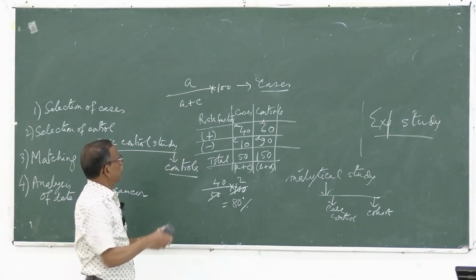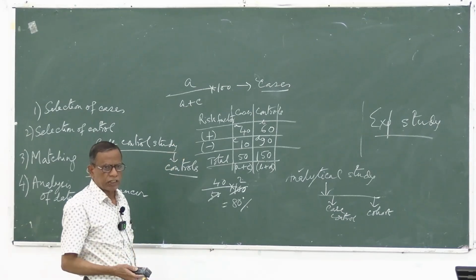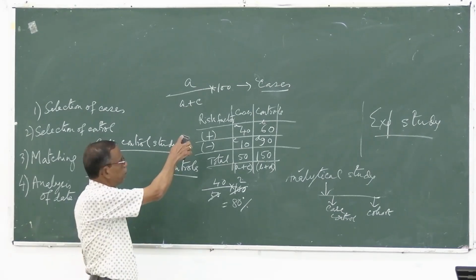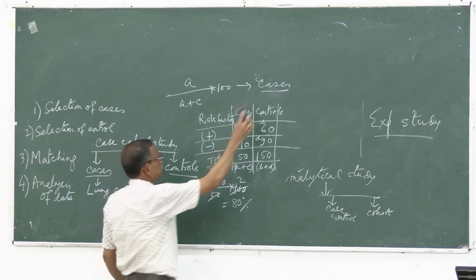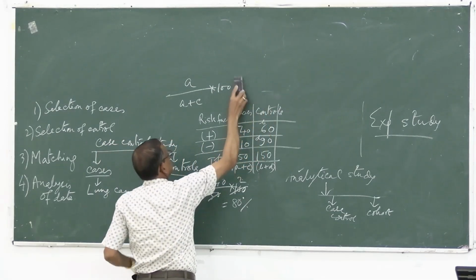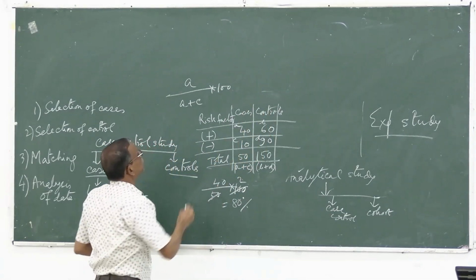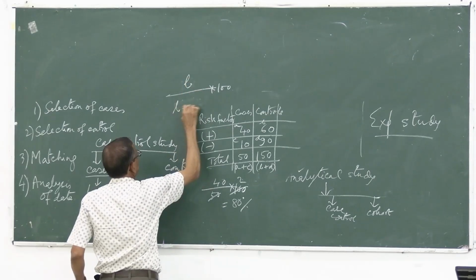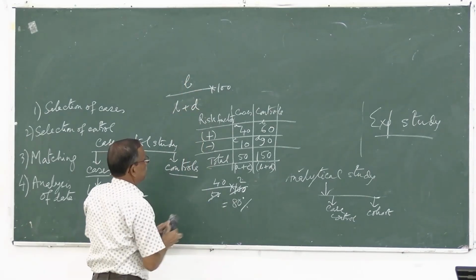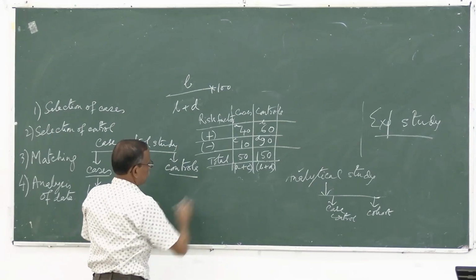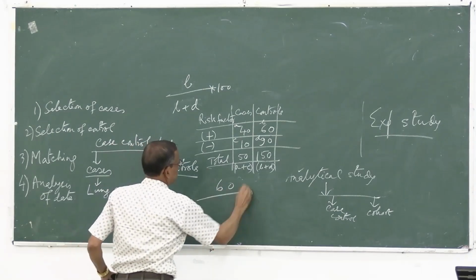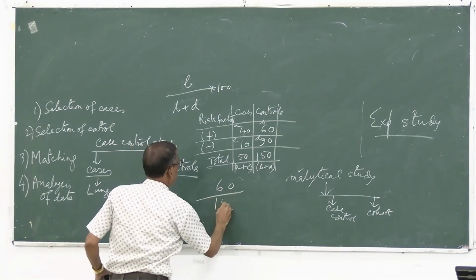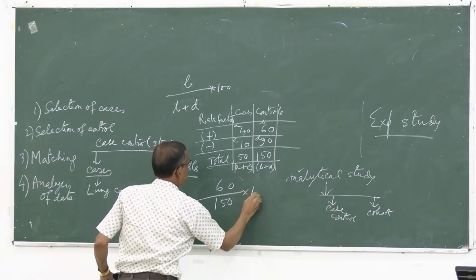So among the cases, frequency of exposure is 80%, and among the controls, it is B by B plus D. That means B মানে কত? 60 by B plus D, 150 into 100.